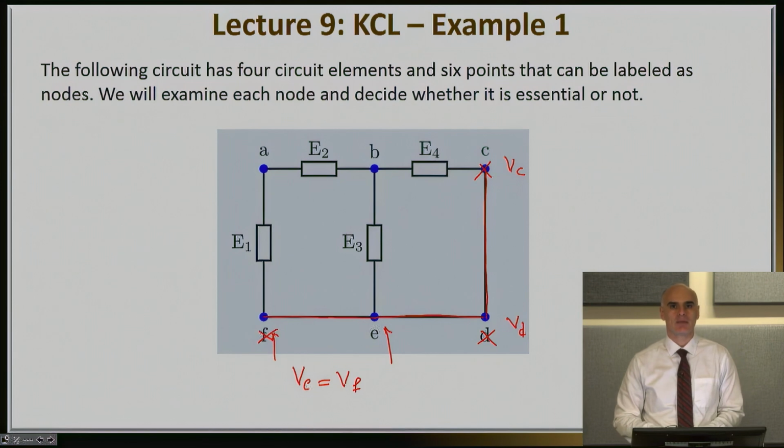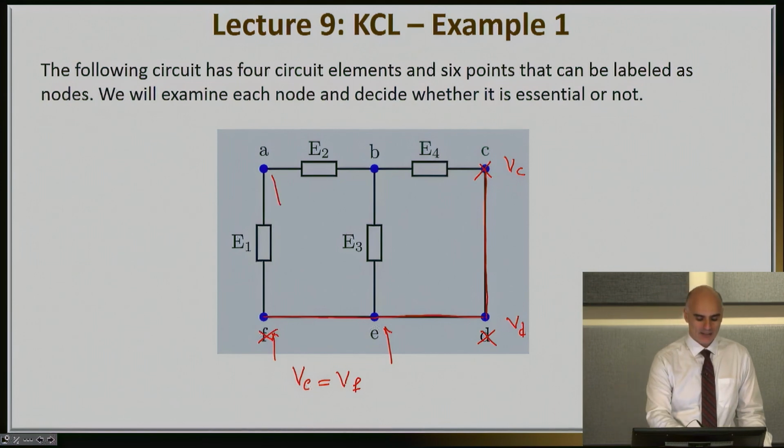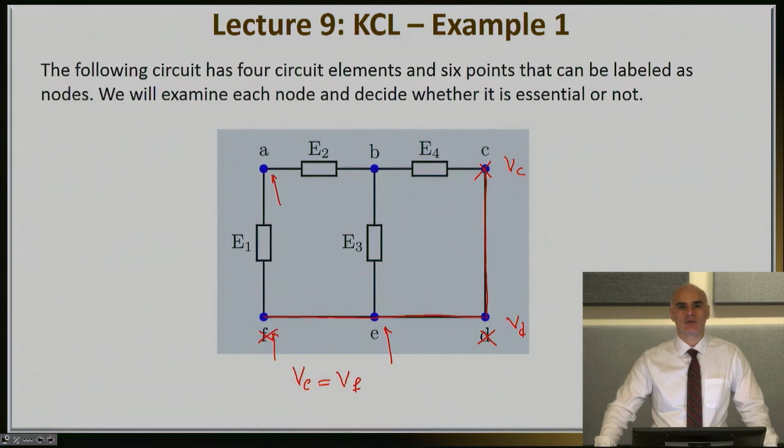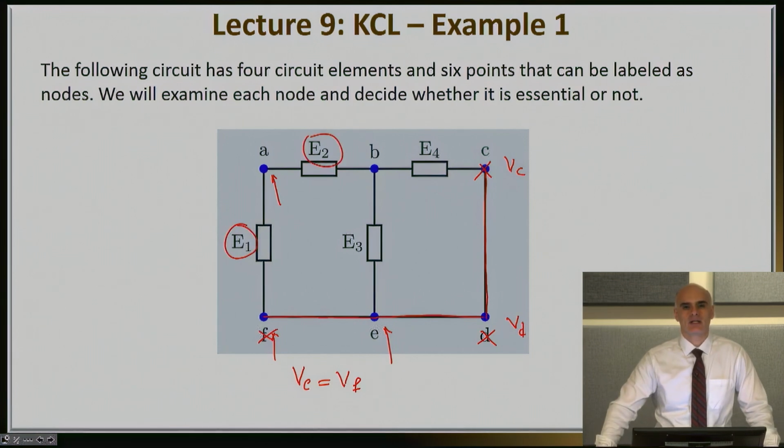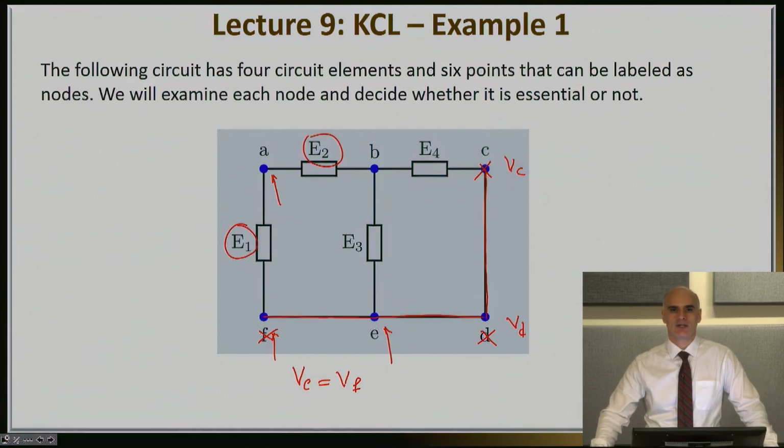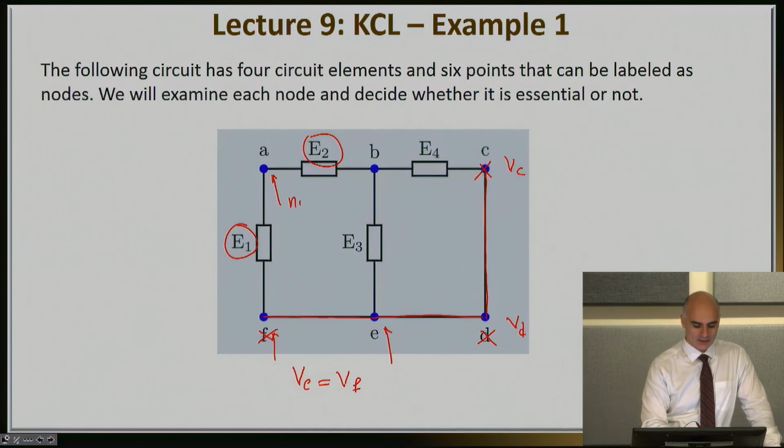Let's focus our attention on A and B. Node A is a legitimate node, and by that I mean it's different than ground. But if I count how many devices are connected to node A, there is basically E1 and E2. And so this is a non-essential node in the sense that there are only two devices connected here. So I will label this as a non-essential node.